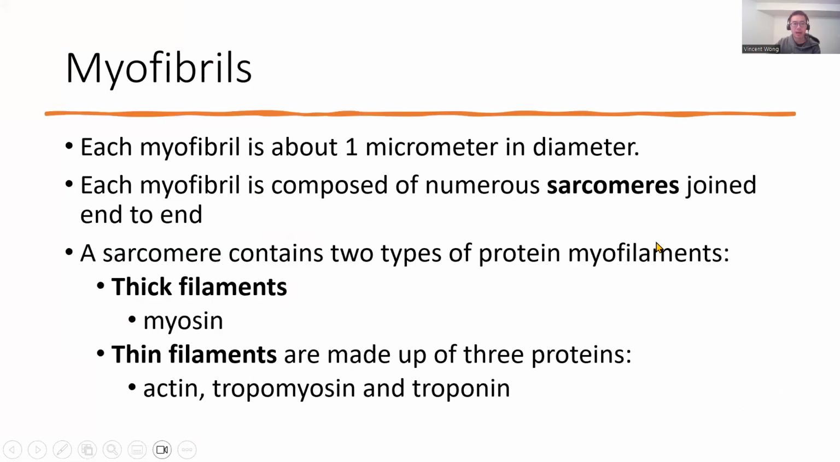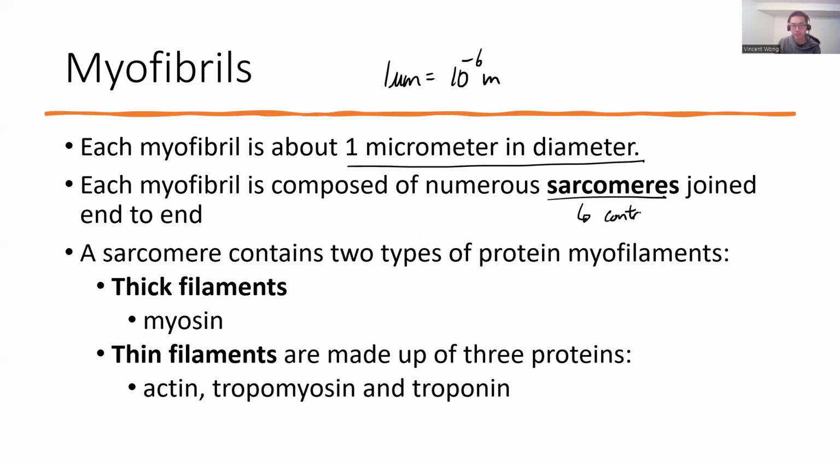All right, let's take a closer look at the myofibrils. Each myofibril is about 1 micrometer in diameter. 1 micrometer is 10 to the negative 6 meter. It's a millionth of a meter, very fine structure. And they are composed of numerous sarcomeres joined end to end. The sarcomere is the contractile unit of muscle. Your muscle is able to contract because of the individual sarcomeres. They're connected end to end and they keep on repeating.